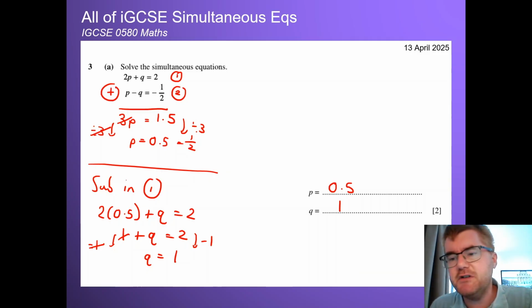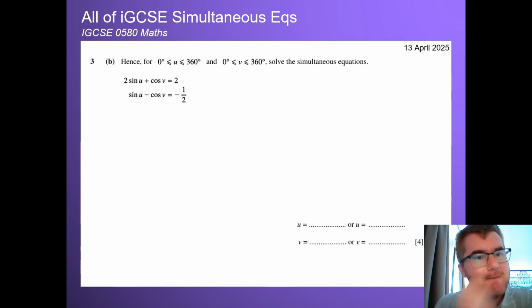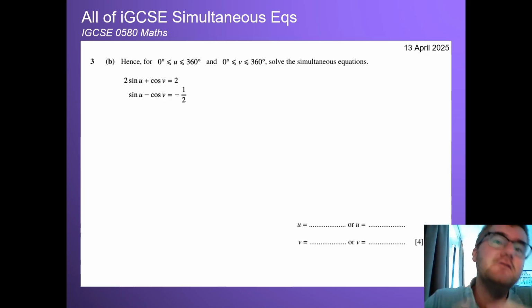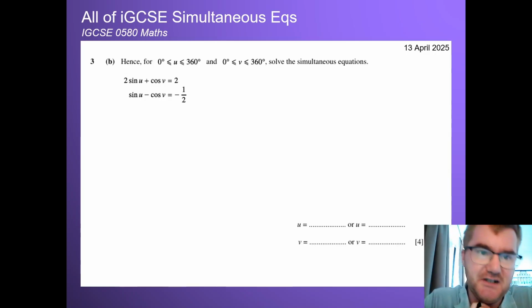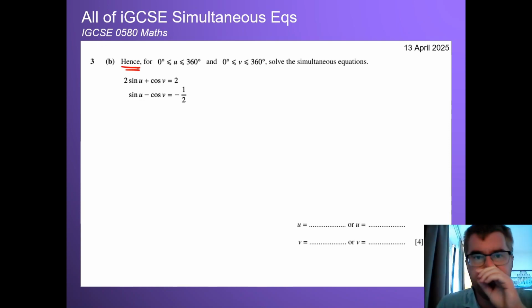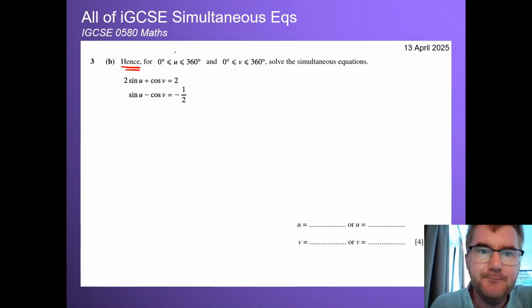However, where it becomes a bit more difficult is this lovely 4 marker here, which links in some trig equations. And if you're not sure about trig equations, you just type into YouTube, Mathematician, trig equations, you'll find my video on it. So it uses this word hence. So we need to do what we did last time, or use what we had last time. And we have u and v both between 0 and 360, solving this.